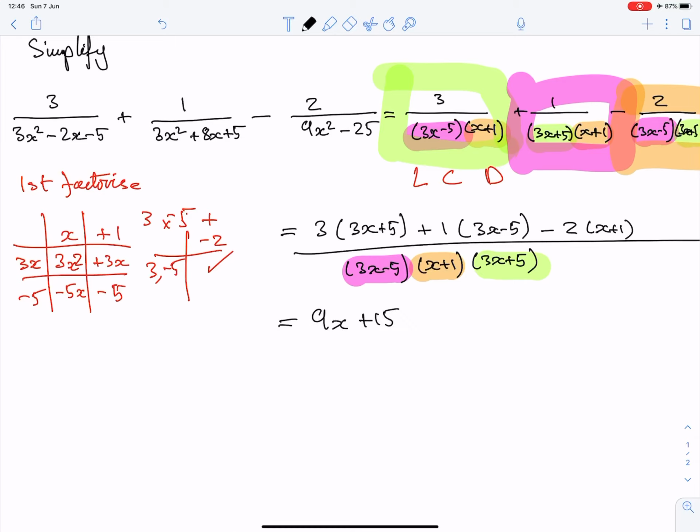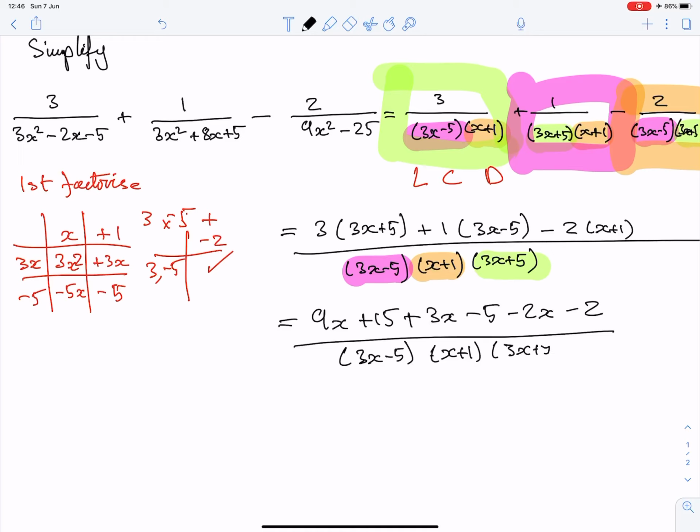9x plus 15 plus 3x minus 5. Take care at the end, negative 2 times x, negative 2 times plus 1 is negative 2, all over 3x minus 5, x plus 1, 3x plus 5. Tidying it up, 12 take away 2 is 10x, 15 take away 7 is plus 8, all over 3x minus 5, x plus 1, 3x plus 5.